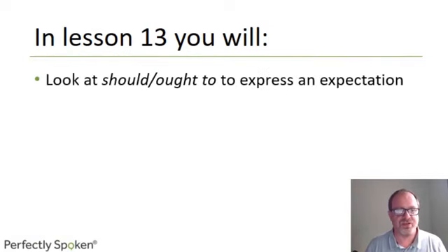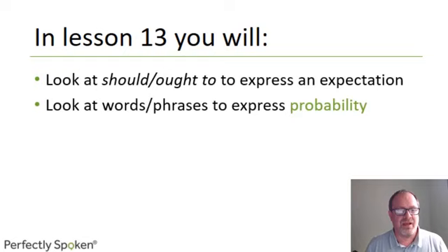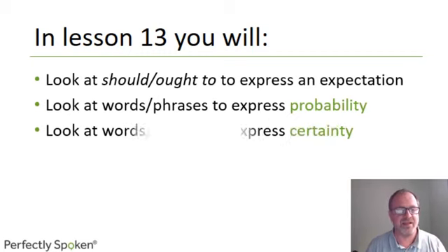We look at should and ought to express an expectation. I'll explain a bit more later. We'll be looking at words or phrases to express probability. Might, may, and could we've looked at to talk about possibility, sort of 50-50. We're looking at probability, so we're looking at more 75-80% probability. And then we'll be looking at words or phrases to express certainty.